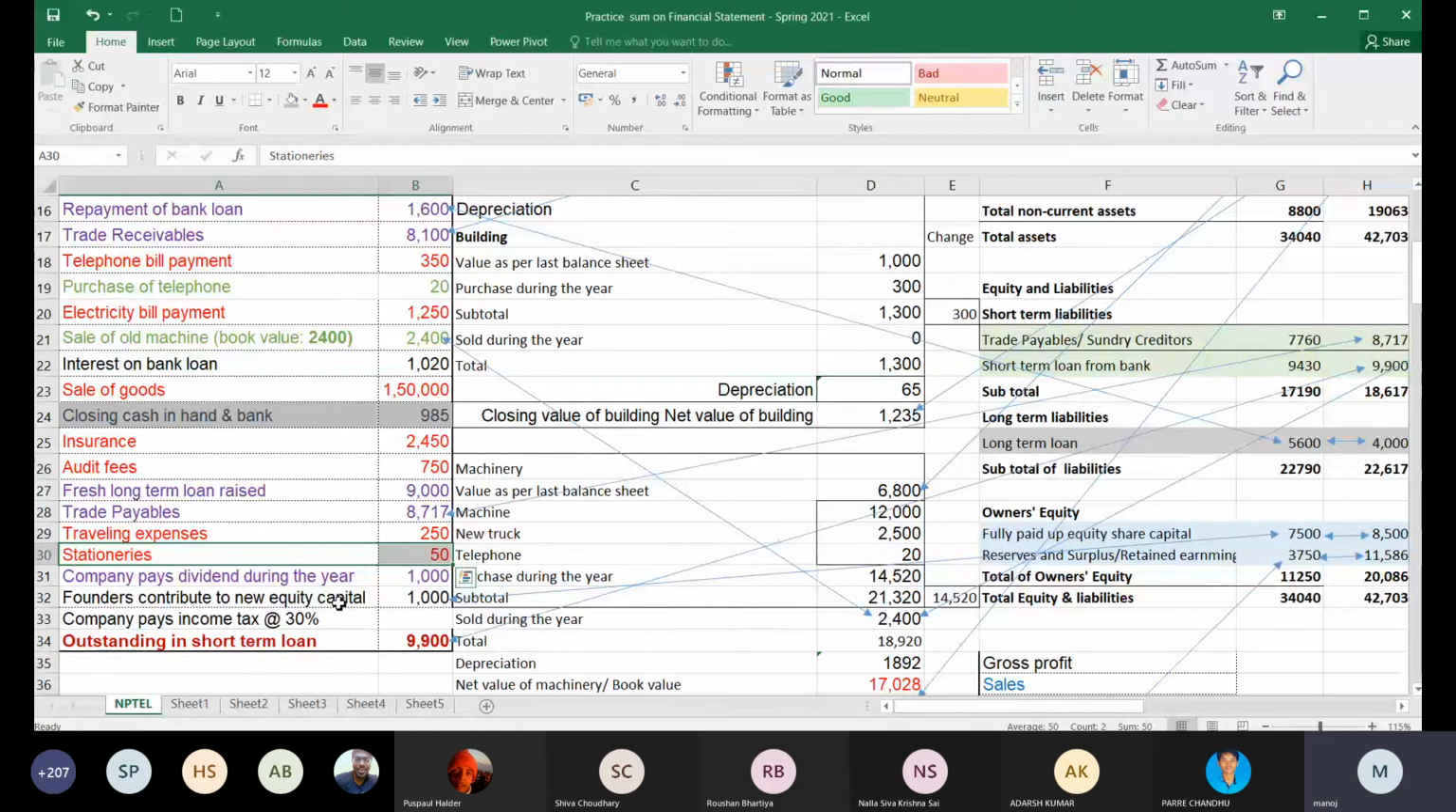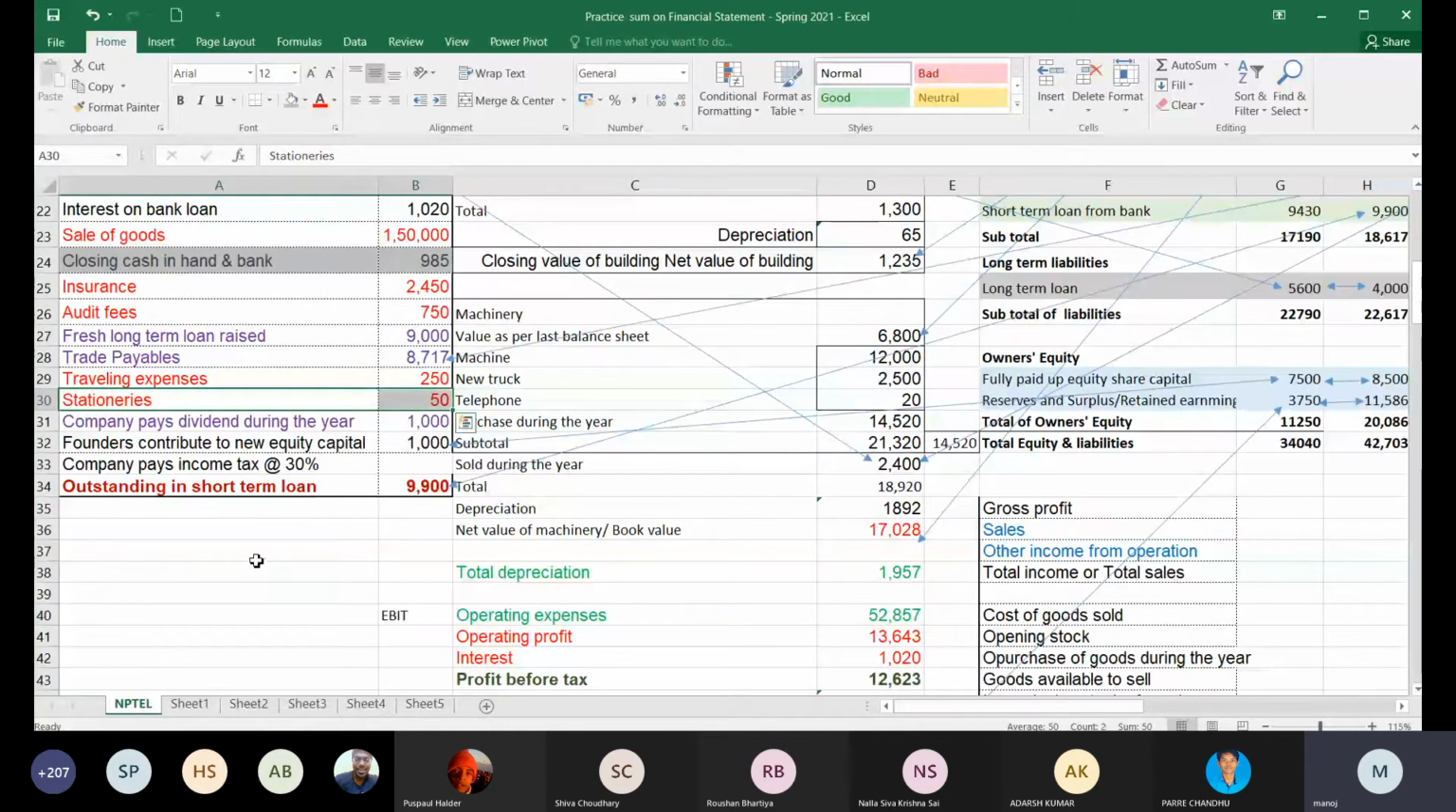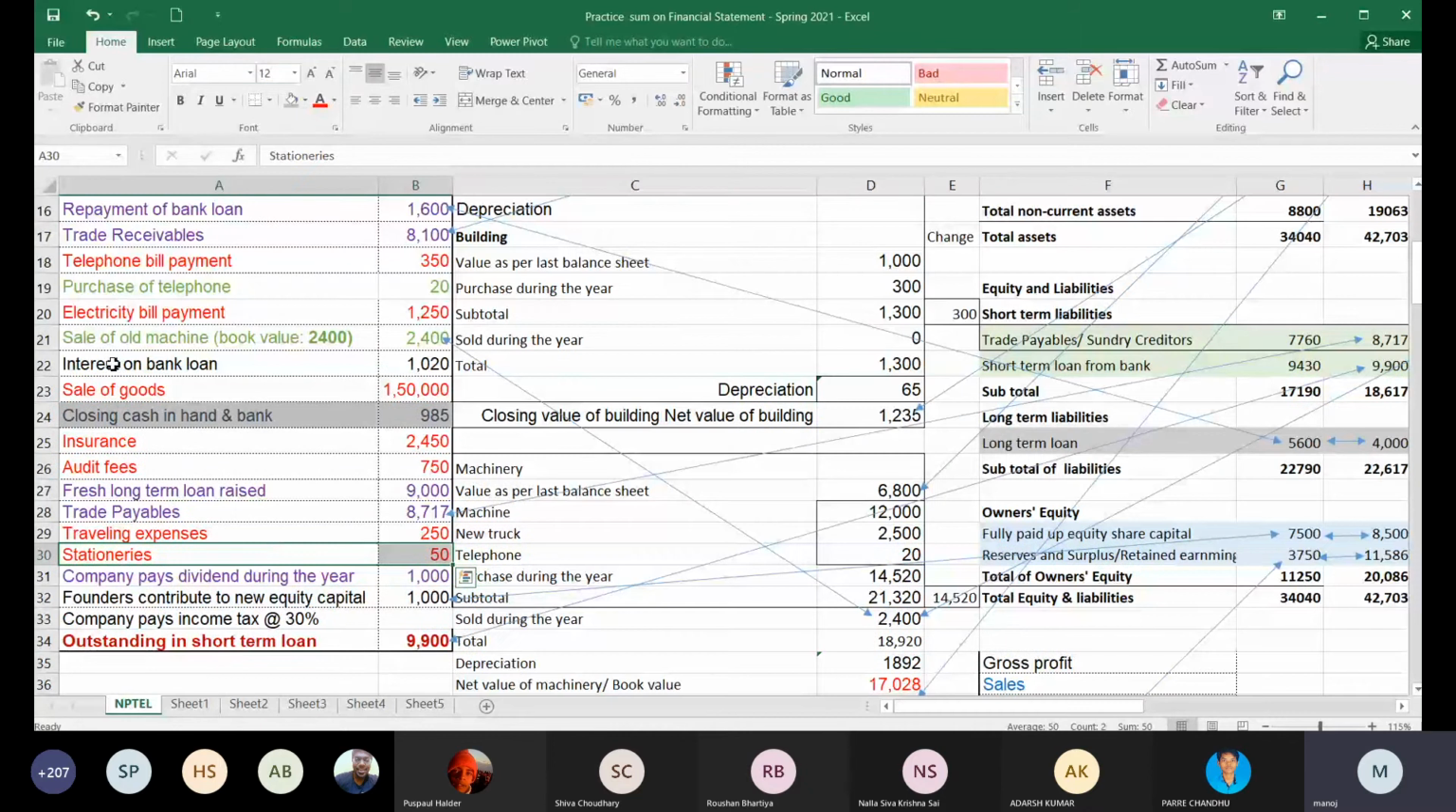Company pays income tax. Tax comes later. This is not an operating expense. Then outstanding short-term bank loan is 9,900. My God, where is the interest? Yeah, here is the interest. Interest paid to the bank is not an operating expense. This is deducted after estimating operating profit.